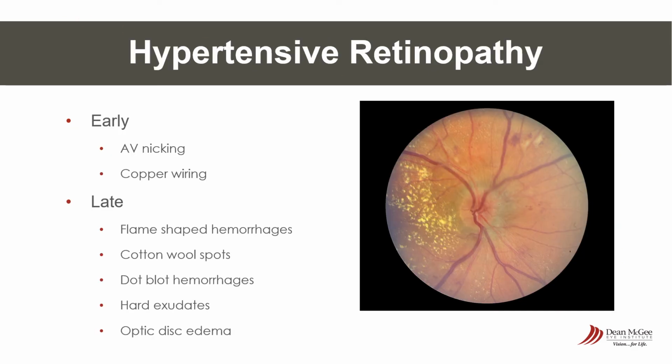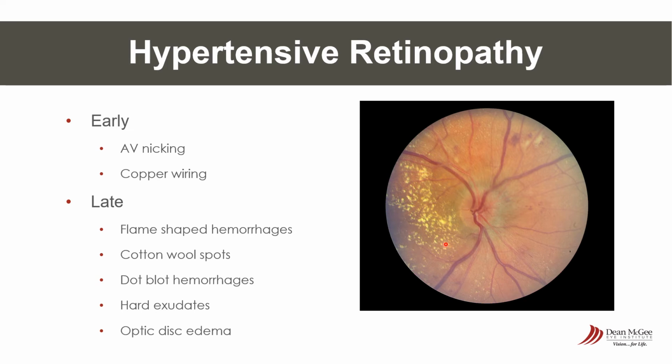With hypertensive retinopathy, the changes occur primarily in the retina. Early in the disease process, you can see AV nicking, which I have a better picture of that's more magnified on the next slide, and also copper wiring, which is shown here. And again, I have another picture that shows that more magnified, and I think it's easier to see.